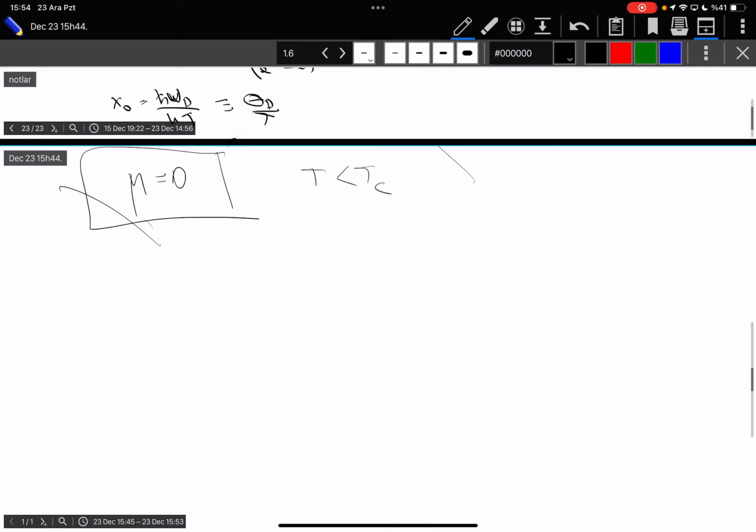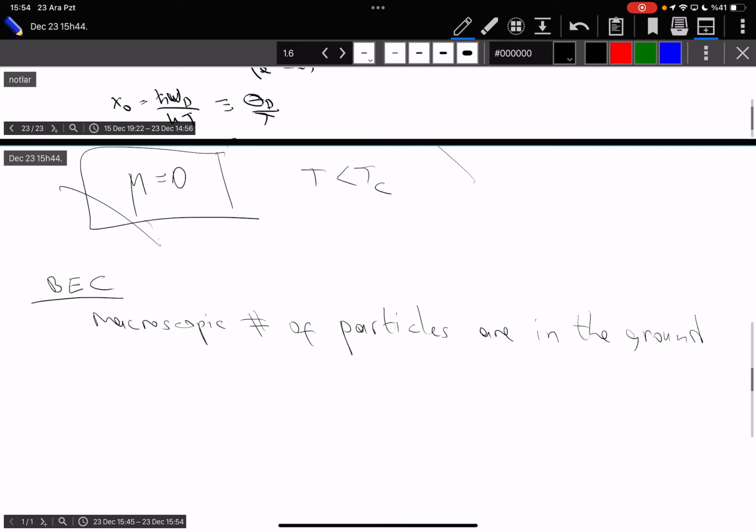Well, you see, what happens in a Bose-Einstein condensate? A macroscopic number of particles are in the ground state. Let's say the ground state is a coherent state, right? They all have the same wave function. A macroscopic number of particles have the same wave function.